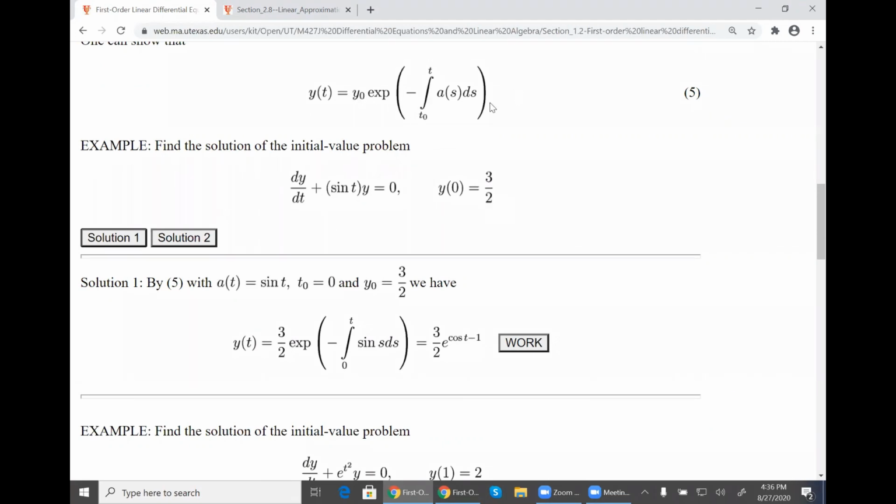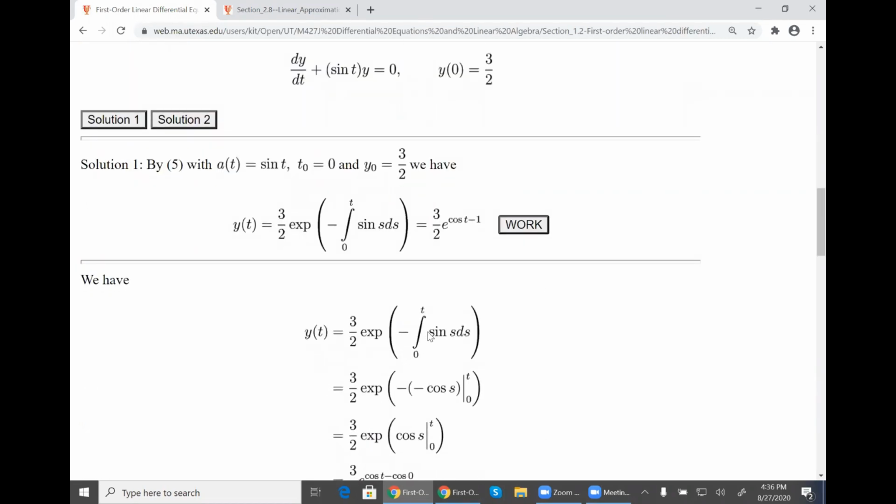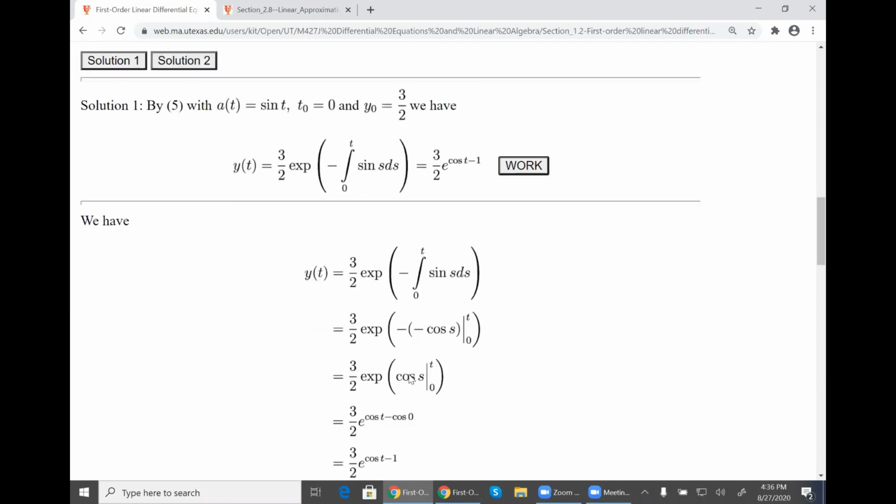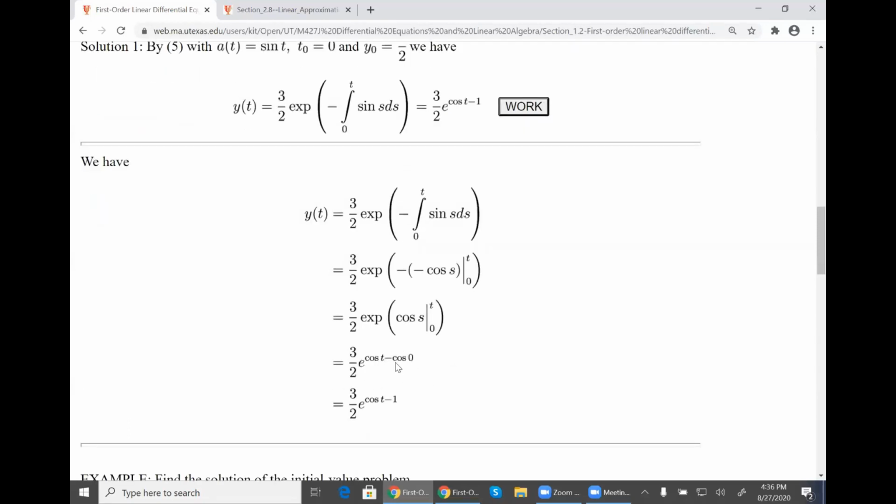And now we apply this formula. We replace y0 by 3/2. We replace t0 by 0. And then we integrate the whole thing. Here's work. Antiderivative of sine of s is negative cosine of s. Minus times minus plus. Plug in t here, plug in 0 here. Done. And cosine of 0 is equal to 1. This is exactly what is written here.